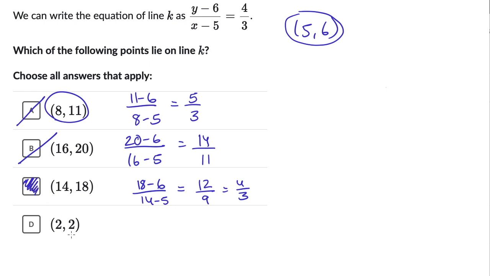And last but not least, when y is 2, (2 - 6)/(2 - 5) is equal to -4/-3, which is also equal to positive 4/3. So we like that one as well.